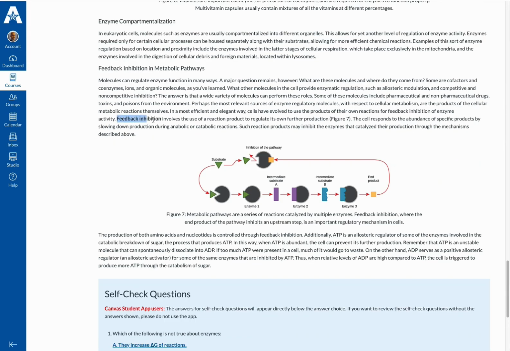Lastly, we have feedback inhibition, which prevents reactions from getting out of control and makes sure that the cell doesn't waste energy. So one example of feedback inhibition is when the cell has a lot of ATP, it doesn't need any more, that ATP actually inhibits the pathway that creates ATP. So it's a self-regulating system where the product actually can stop the generation of itself if there's too much of that product.